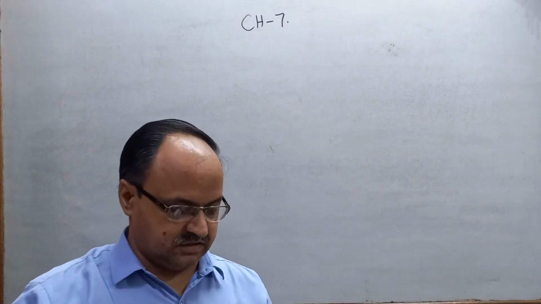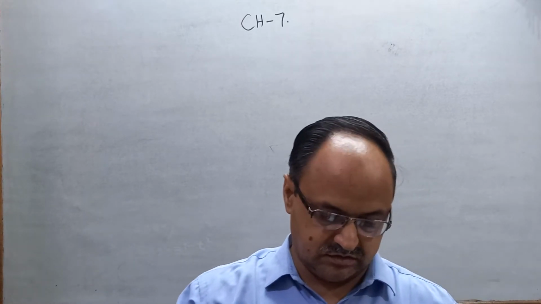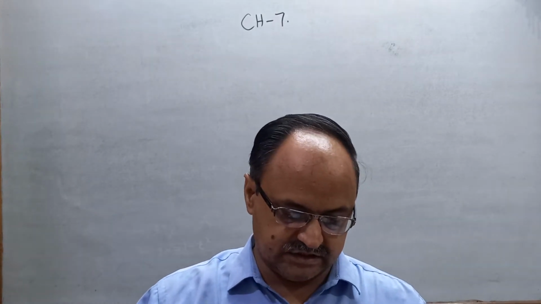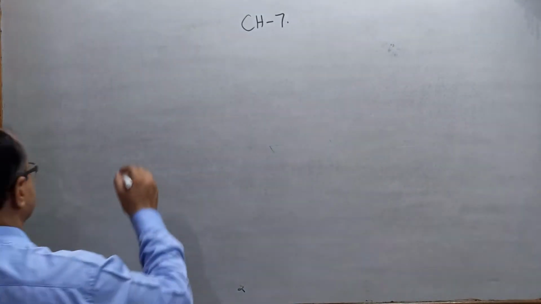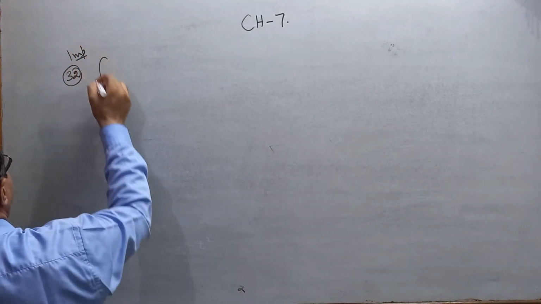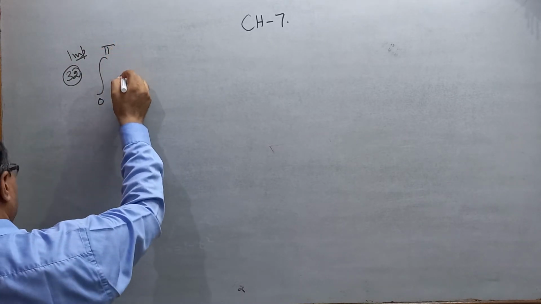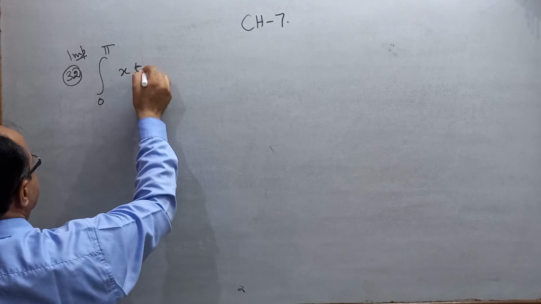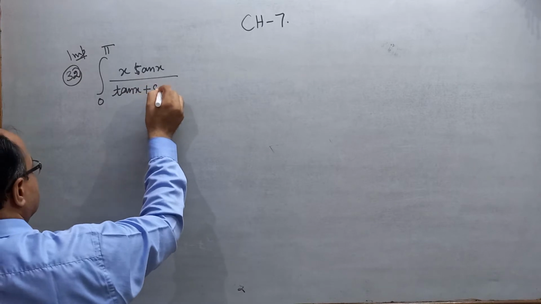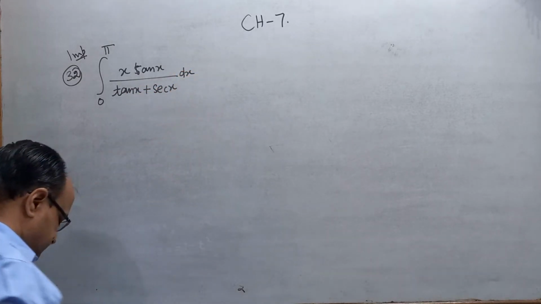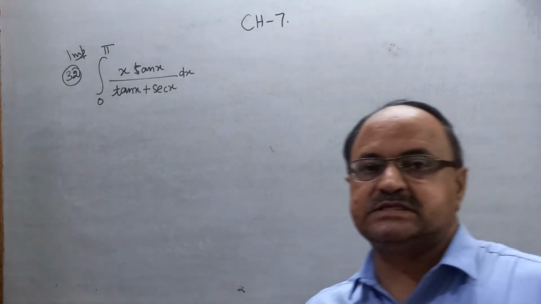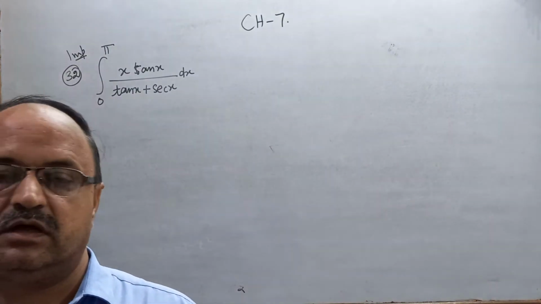Question number 28 and question number 30 as it is. Question number 32. Very important question. Integration 0 to pi of x tan x upon (tan x plus sec x) dx. This is a very important question. Can you tell me the type of this question? That is removal of x.